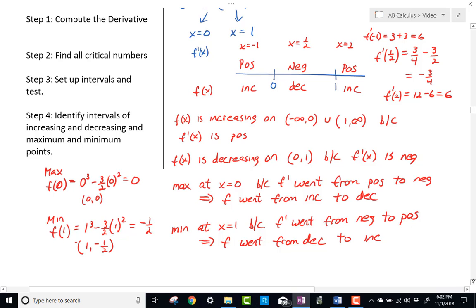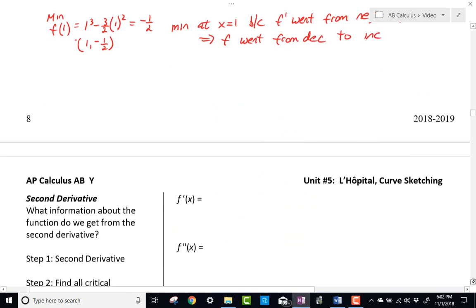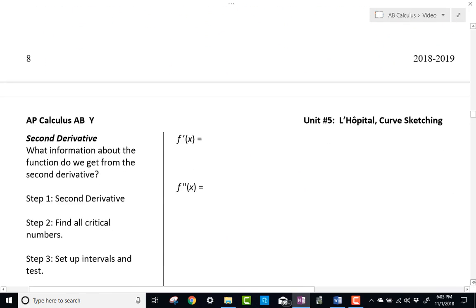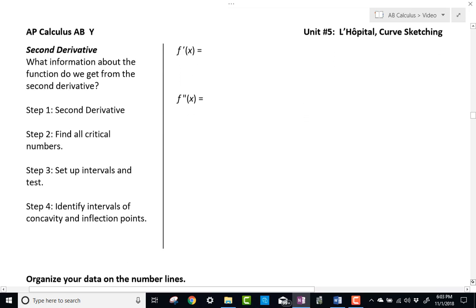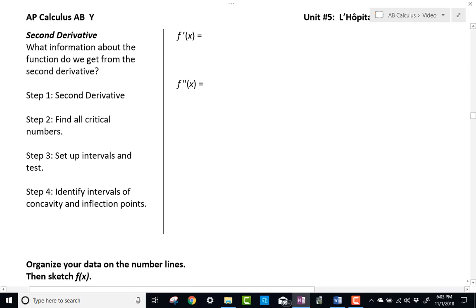Let's take a look at the second derivative now. What is the second derivative going to tell us? Our first derivative was 3x squared minus 3x. If I take the second derivative, that's going to be 6x minus 3. And now we're going to look at the critical numbers. So we look at the critical values again.